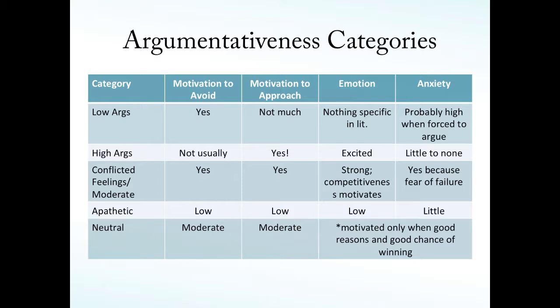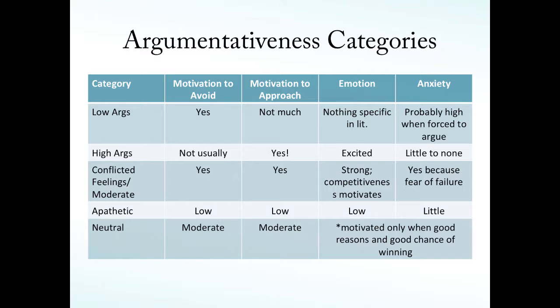Those with conflicted feelings, or moderates, have a motivation to avoid, but they also have a motivation to approach. They have strong competitiveness, and the researchers suspect that is what motivates them when something becomes something they really care about or want to compete in. But their anxiety is more about fear of failing and not winning the argument.